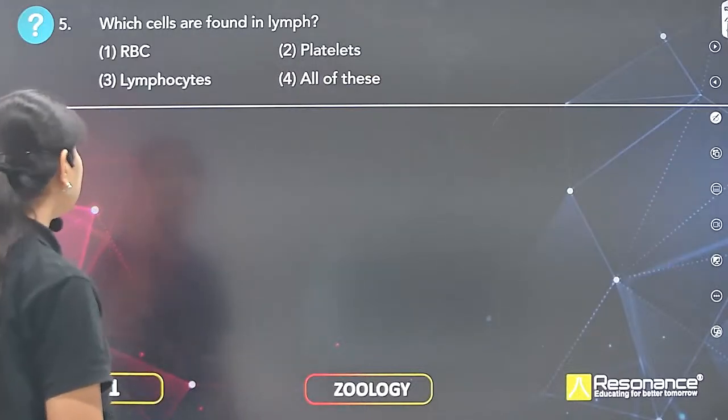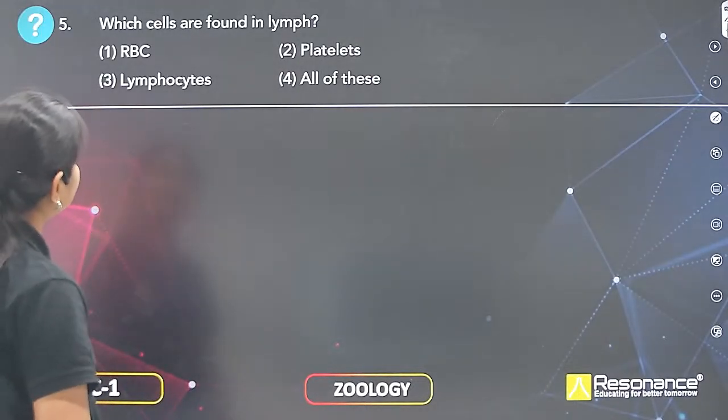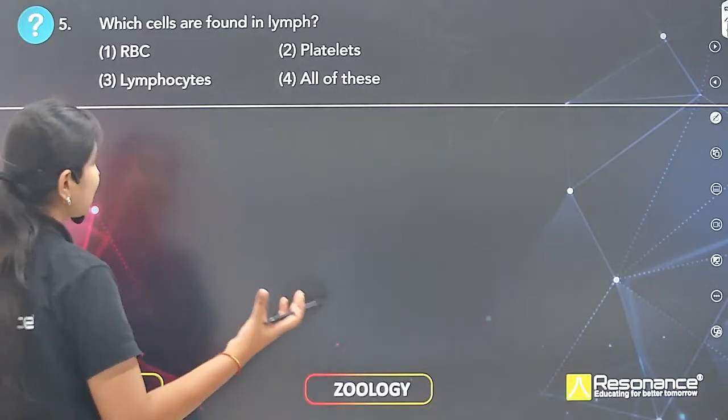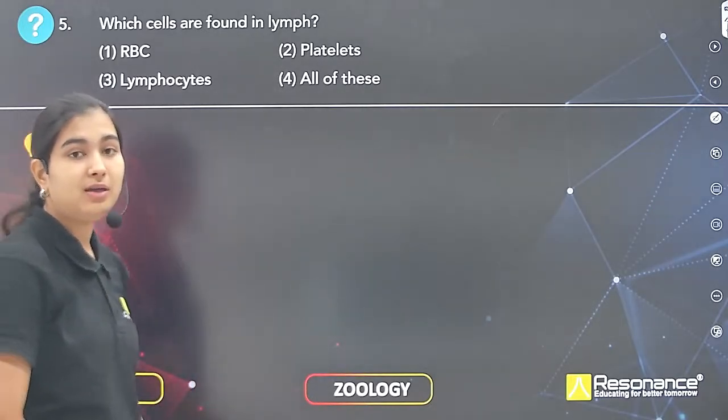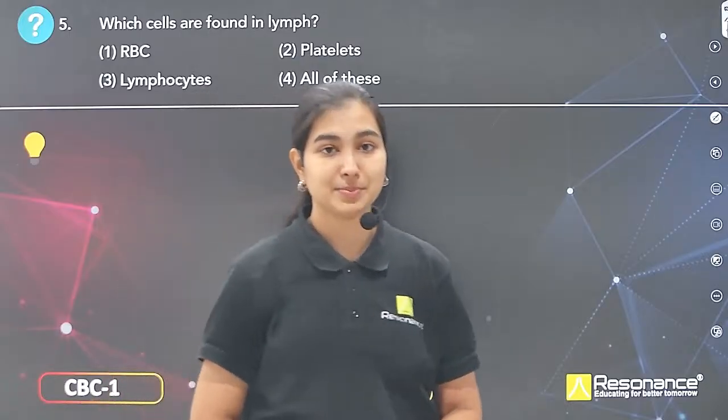Next, which of these cells are found in the lymph? Lymph has a similar composition to the plasma. Now tell me one thing, do we have RBCs in the plasma?